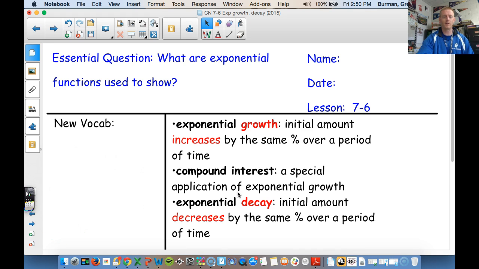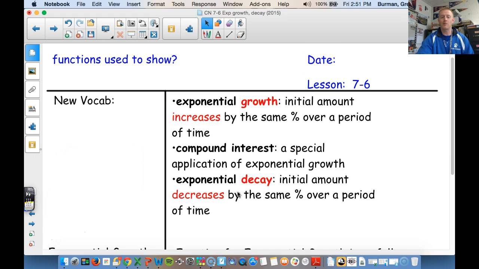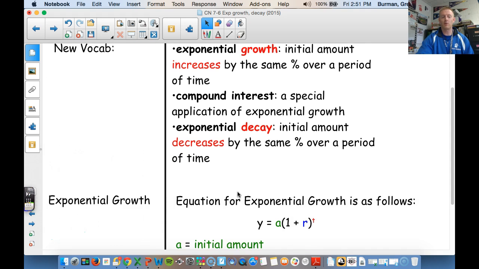We're going to start off with new vocabulary words. Our new vocabulary words are going to be the things that we have not yet talked about. So we have things called exponential growth, compound interest, and exponential decay. Now, growth and decay are very similar types of problems. One is increasing, one is decreasing by a certain percentage over a period of time. And then compound interest is a special type of application for exponential growth. So we'll be dealing with both of those things.